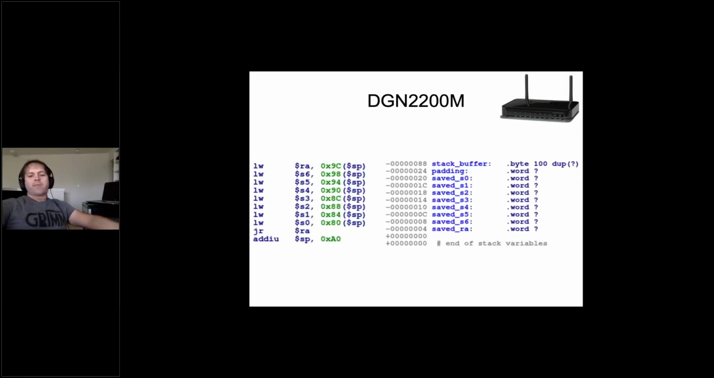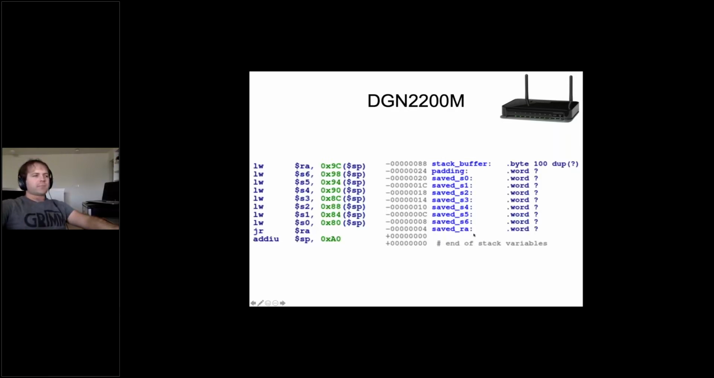So again, that previous router was just a very simple one where we just have to jump to the right place and it'll call system for us. Now we're going to get into some of the harder cases where it's not so obvious what needs to be done. For this device, the DGN 2200M, we can see the epilogue and the stack buffer. They're pretty much the same. We've got a couple more registers that we're overflowing before we hit the return address, but not much else to see there.